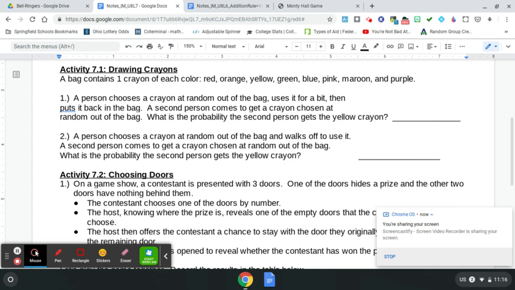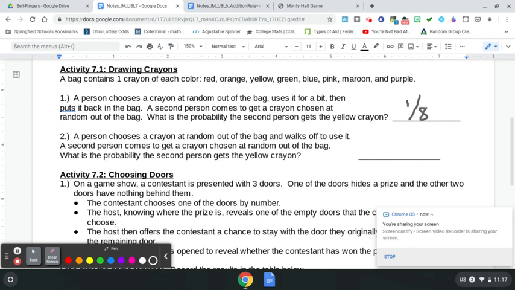A second person comes to get a crayon chosen at random out of the bag. What's the probability the second person gets the yellow crayon? Well, even though the first person used a crayon, they put it back. So there were 7 in there for a little while, but that person put it back, so that puts us back up to 8 total crayons inside the bag, and yellow is one of them, so that gets us our answer of 1 out of 8.